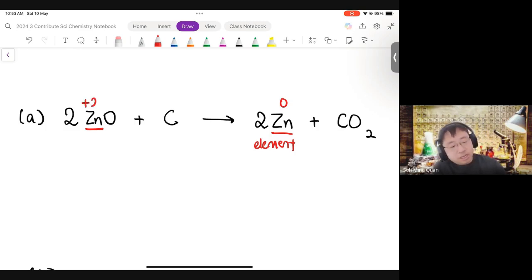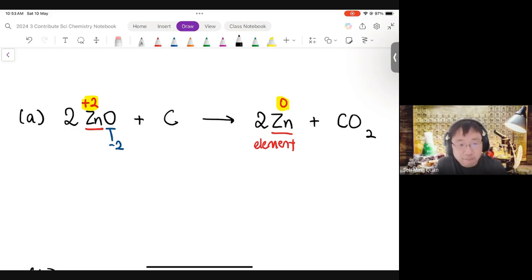Over here, zinc is +2. I'm able to work that out because I know that oxygen in a compound is -2. Since zinc oxide, ZnO, does not have any charge, that means zinc must be +2 in order to cancel out the -2 so that it will sum up to 0. Once you have worked out the metal, you can quickly see that the oxidation state of zinc has decreased from +2 in ZnO to 0 in Zn. A decrease in oxidation state means reduction has taken place.